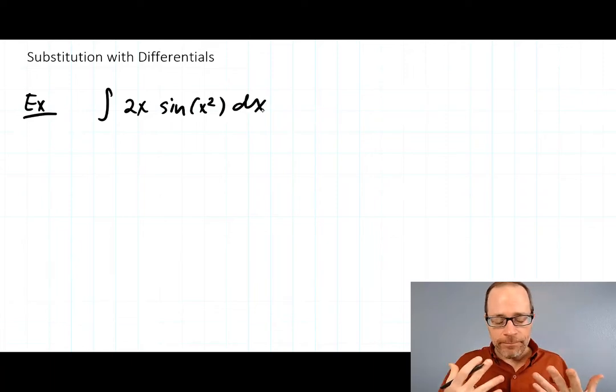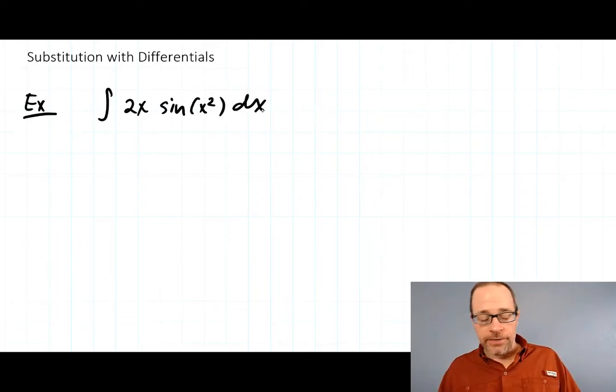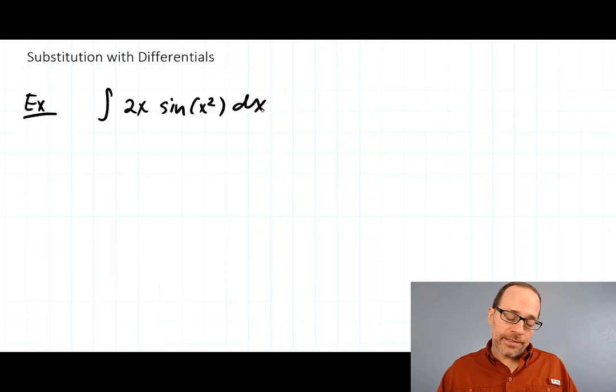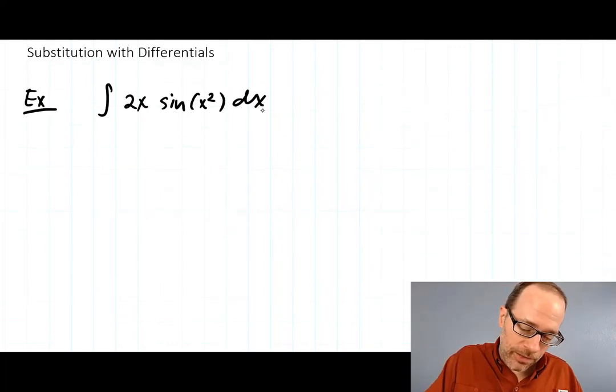Now that's not immediately on the list of the functions that we know the derivatives of, but with some practice you would recognize, oh, this was a chain rule problem that someone took the derivative of sine of x squared. Sometimes that's not as easy to see as it is in this case, but anyway, substitution is a method to work through that and help you discover what's going on without having to think too hard.